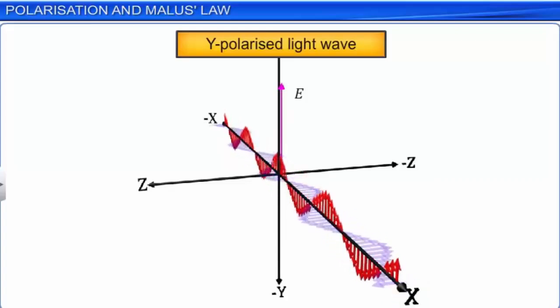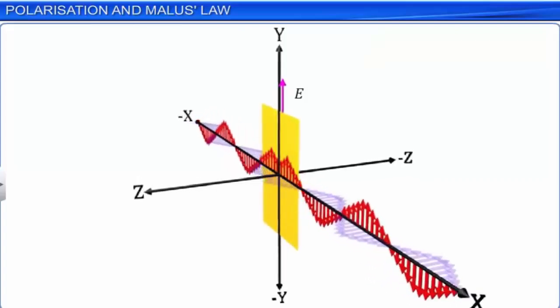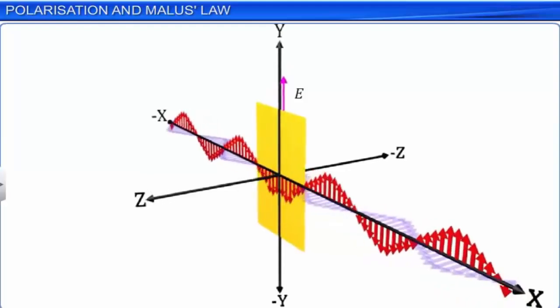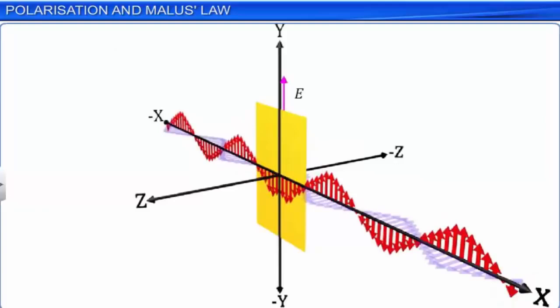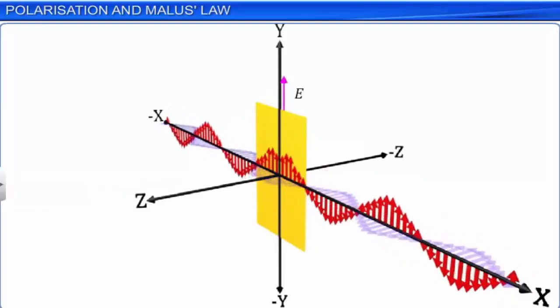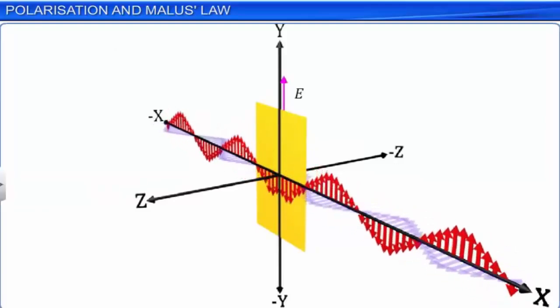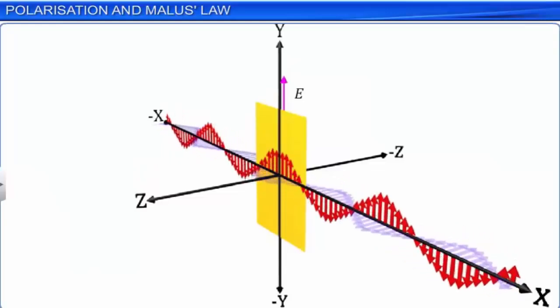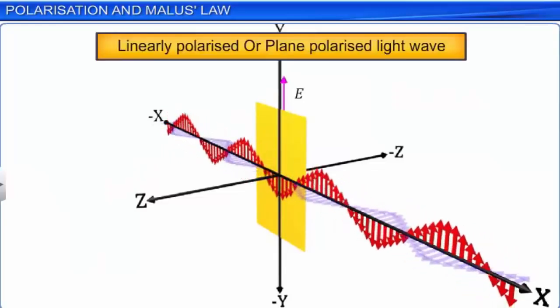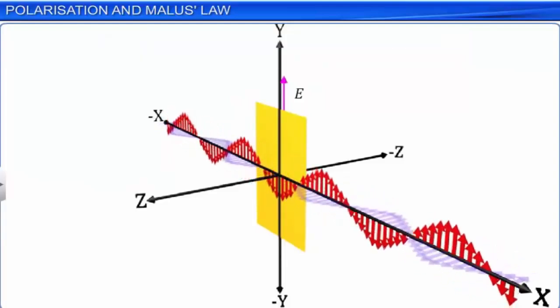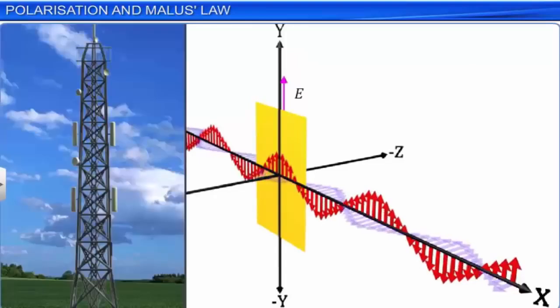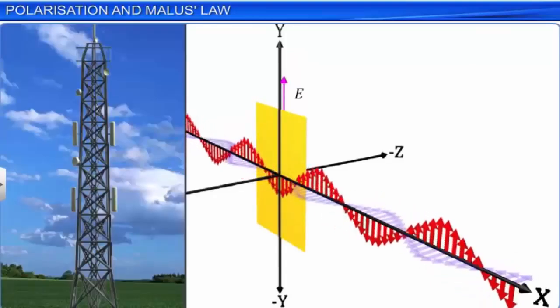The plane determined by the E vector and the direction of propagation of the wave is called the plane of polarization of the wave. If E field remains in a fixed direction, then the wave is said to be linearly polarized or plane polarized. The electromagnetic waves used for radio and TV transmission are plane polarized.